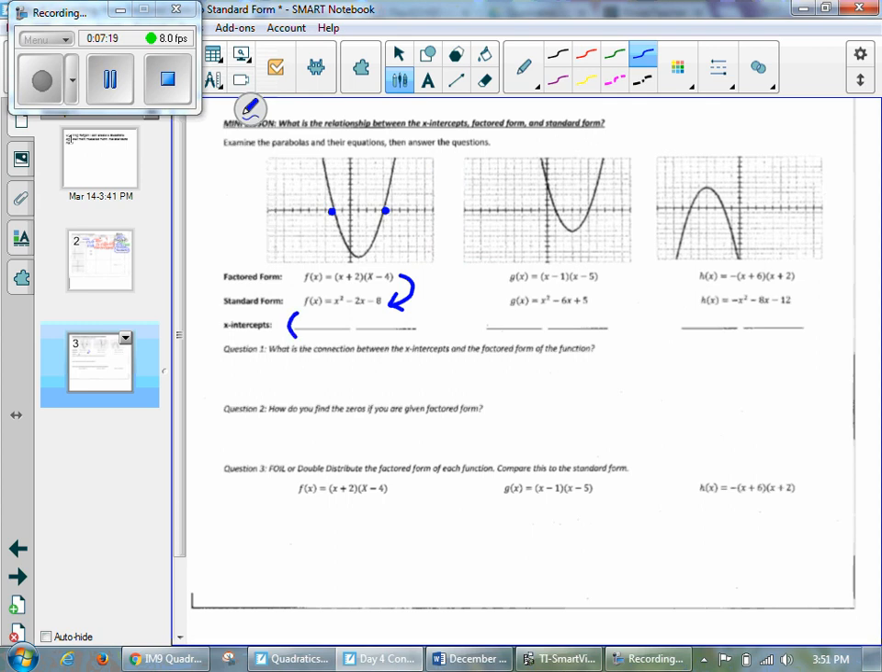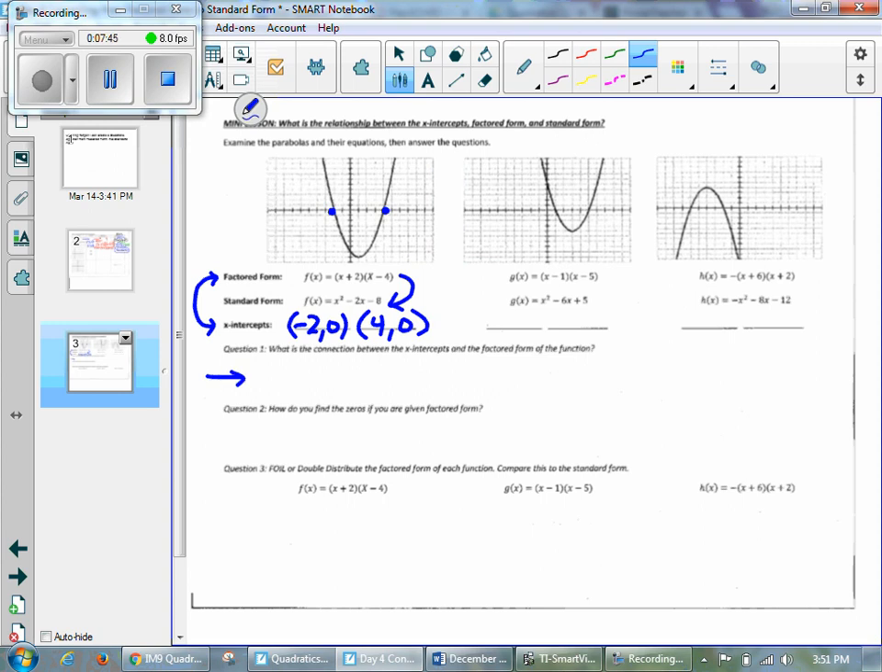If you're not sure how to identify those from factored form, take a look at your graph. The first one is located at -2, 0, and the next one is located at 4, 0. What do you notice between this one and this one? Just take note and go ahead and answer what you notice about those two right here under question 1.